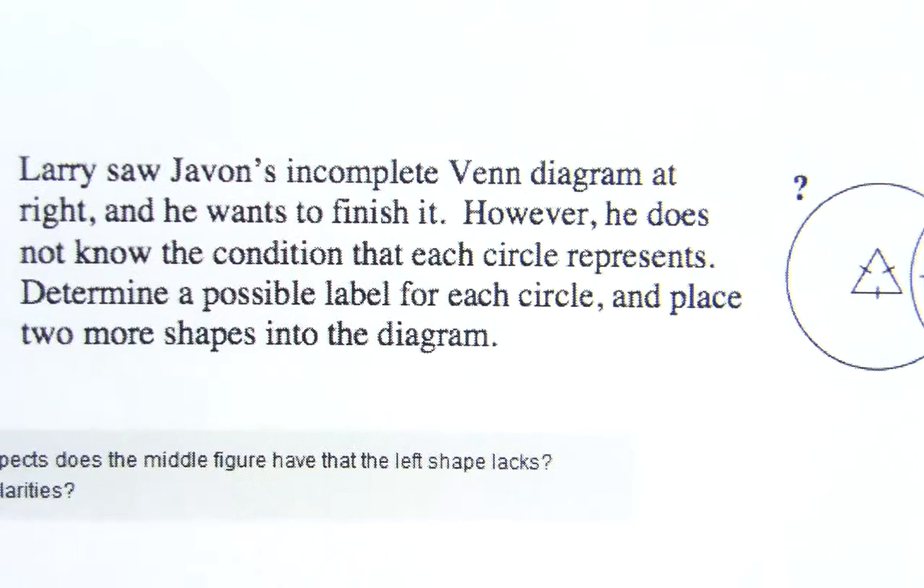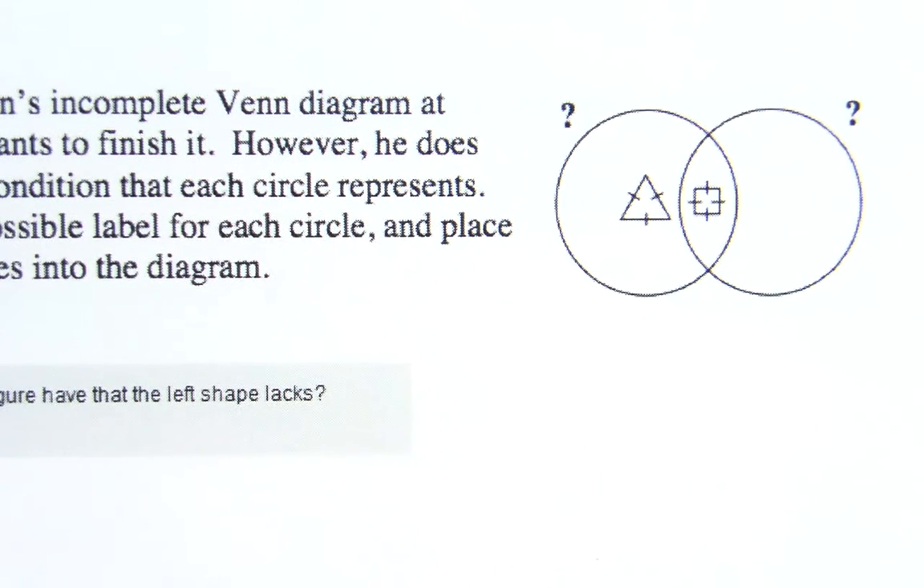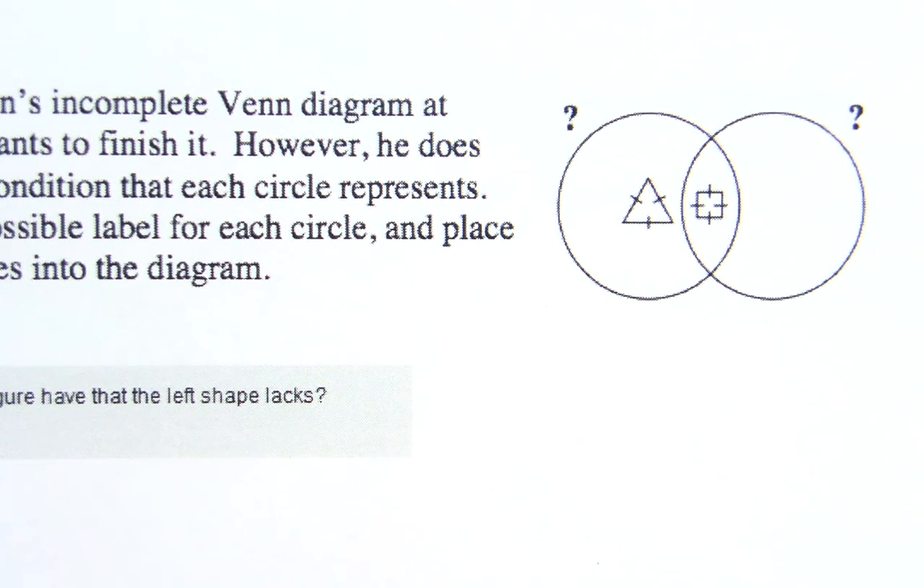Larry saw Giovanna's incomplete Venn diagram at the right. He wants to finish it. However, he does not know the condition that the circle represents. Determine a possible label for each circle. Place 2 more shapes into the diagram.